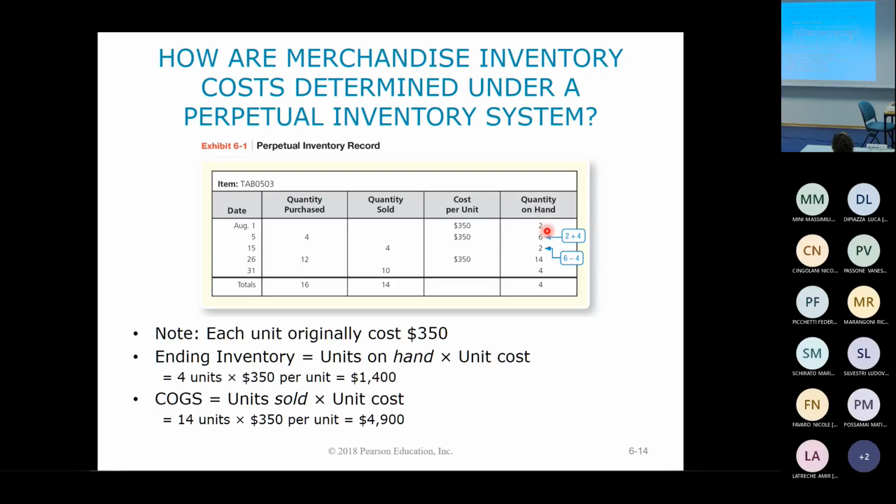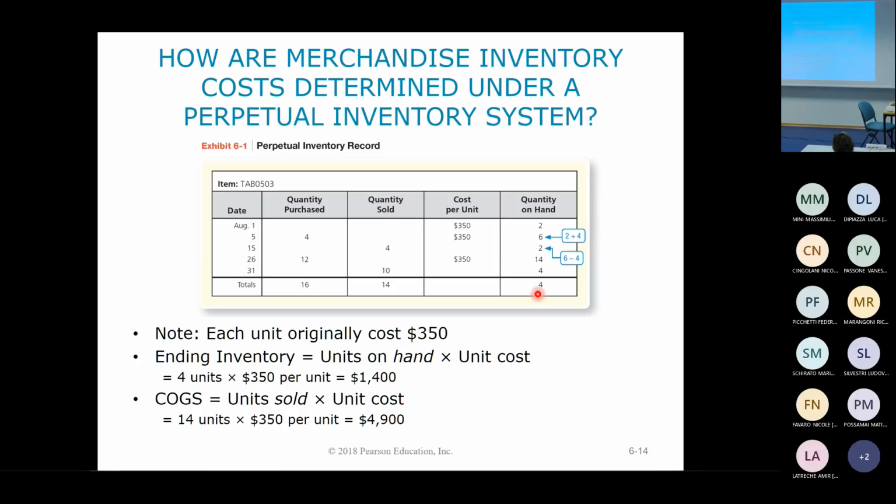The point is you should always know the quantity on hand at each date. So this is perpetual inventory. At any time you know exactly how many units are left with the perpetual system. And based on this schedule that you see here, you can determine the cost of sales and the ending inventory.